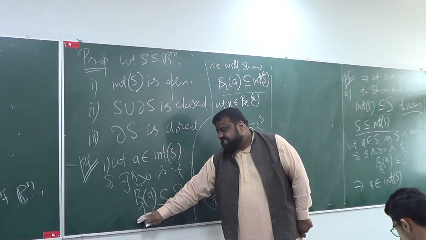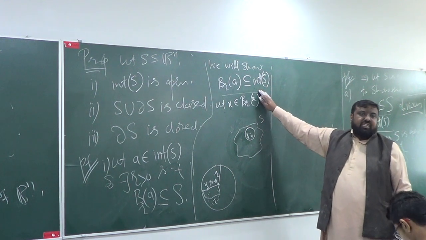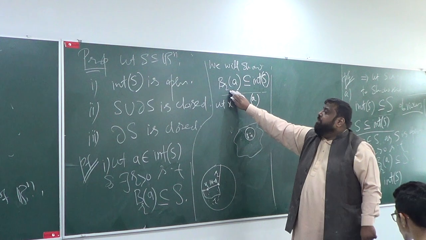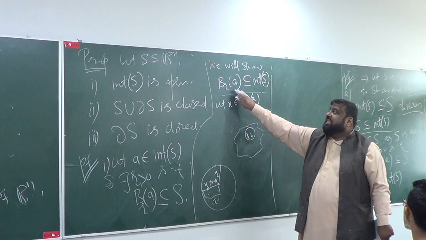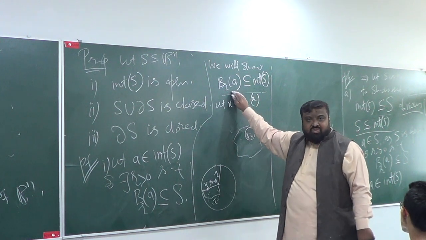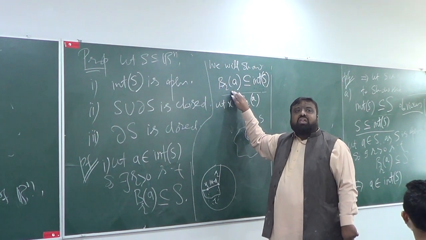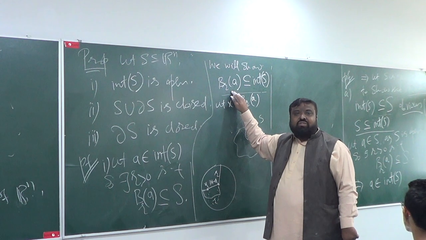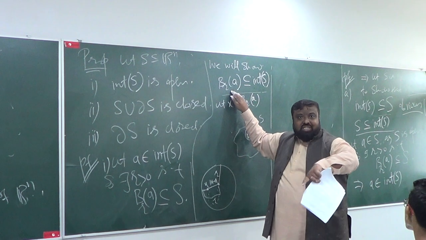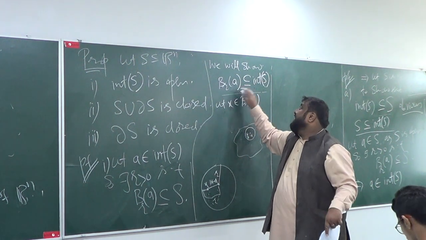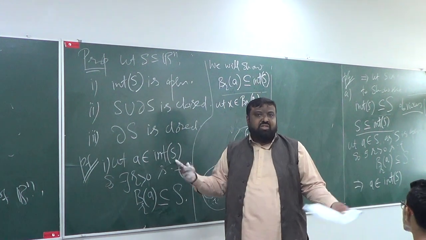My claim is that this ball is also part of the interior. In order to prove that, I need to say that every point in this ball is an interior point. So you have to take an arbitrary point from this ball, draw a ball on it, and make sure that ball is contained in S, so the center goes to the interior. That's essentially what you have to do.